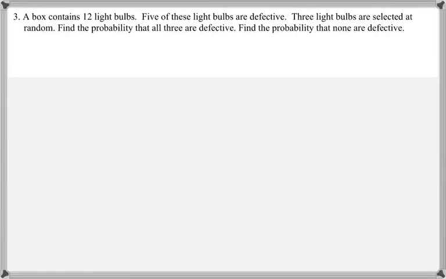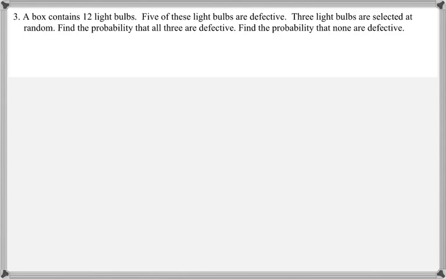A box contains 12 light bulbs. 5 of these light bulbs are defective. 3 light bulbs are selected at random. Find the probability that all 3 are defective, and then find the probability that none are defective.